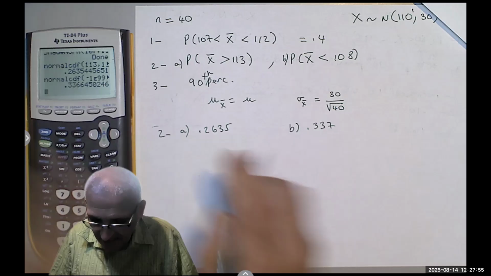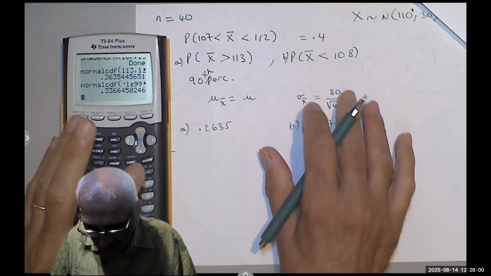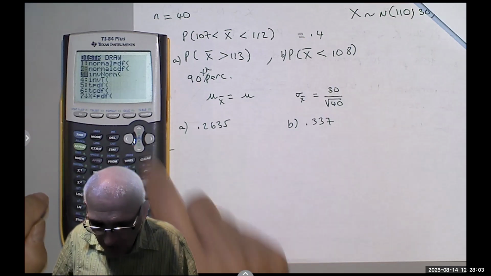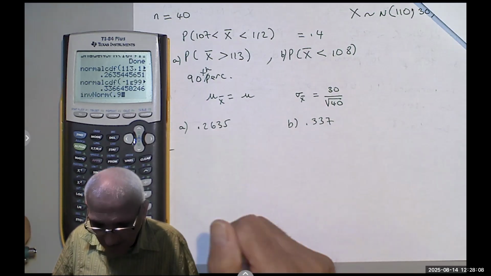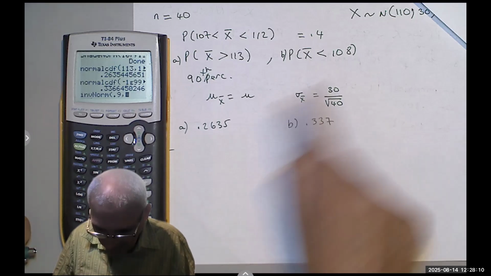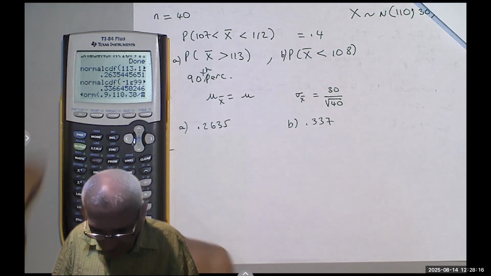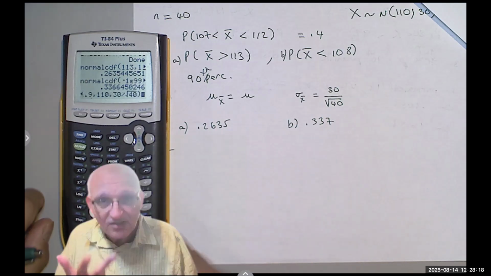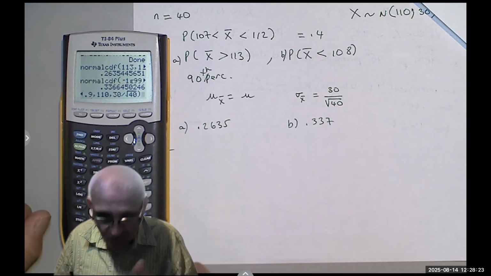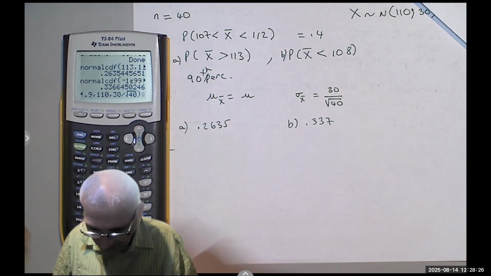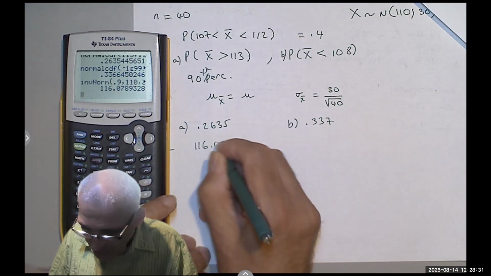And finally, to find the 90th percentile, you do something very similar. So you say second distribution and you go to the inverse norm. It asks you for a percentage, so you say 0.9. It asks for a mean, you enter 110. It asks for a standard deviation, it's 30 over the square root of 40 as usual. But you enter only 3 things, not 4, because just the percentage. There is no lower limit and upper limit because you are not finding probability. And you get 116.07.